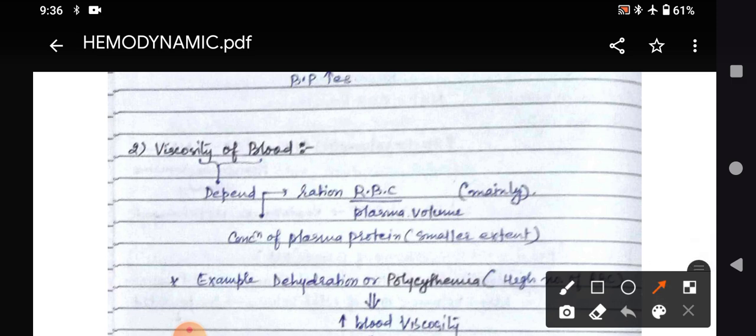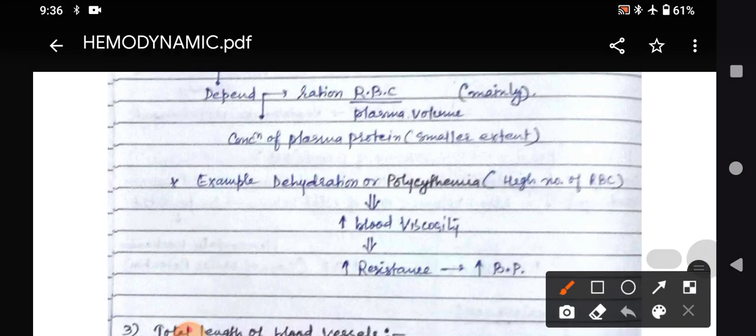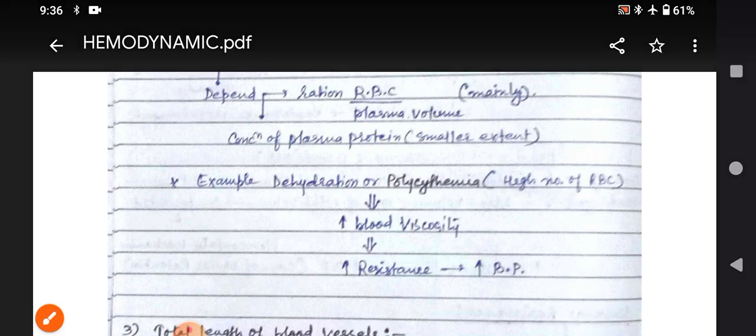Now we will see the second factor, that is viscosity of the blood. Viscosity of the blood depends upon the ratio of RBC to the plasma volume, and to some extent it depends upon the concentration of the plasma protein. Now, in case of dehydration, there will be more concentration of RBC in the blood. This will lead to an increase in the blood viscosity. Thus, it will lead to an increase in the resistance and there will be an increase in the blood pressure.